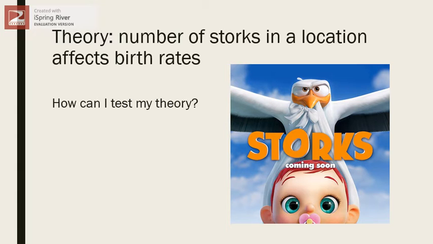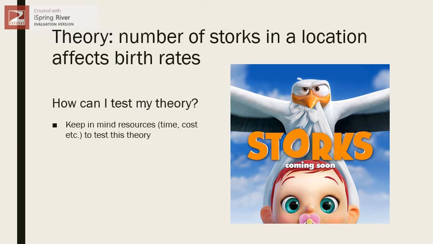There could be some other variable that's related to the number of storks and birth rates that is actually the true cause. The best way to study causation is to use a randomized control trial. But would that be the best use of resources? Randomized control trials tend to be pretty expensive and time-consuming. Is this really what we want to know?